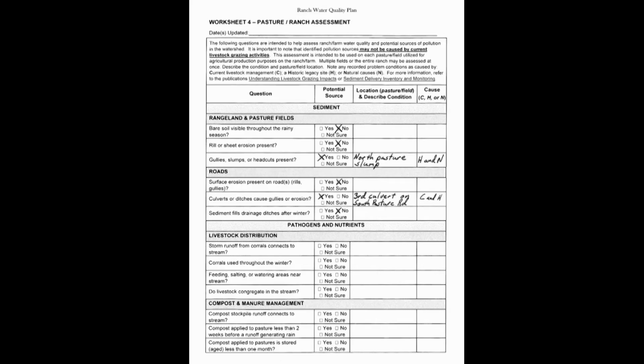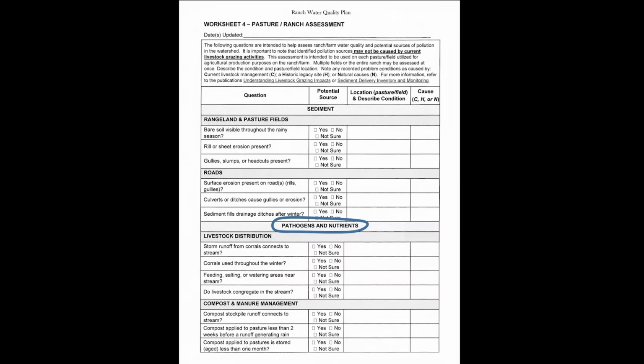Going back to examples, where we answered yes, it is an indication that roads are potentially contributing to sediment delivery to streams. You can also see in the location section where you identify the different locations where you have seen that as a problem. Let's move on to the next section, which talks about pathogens and nutrients.